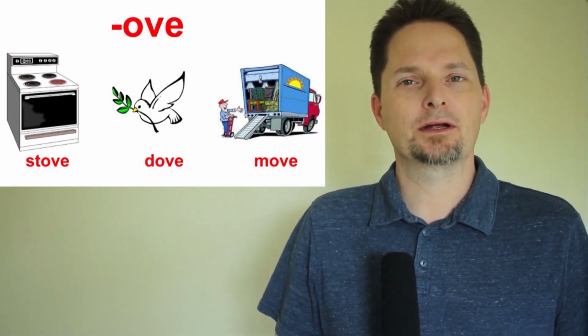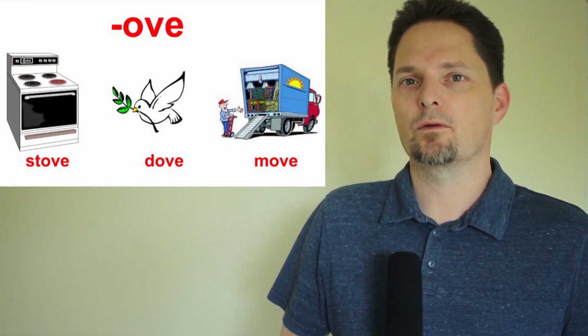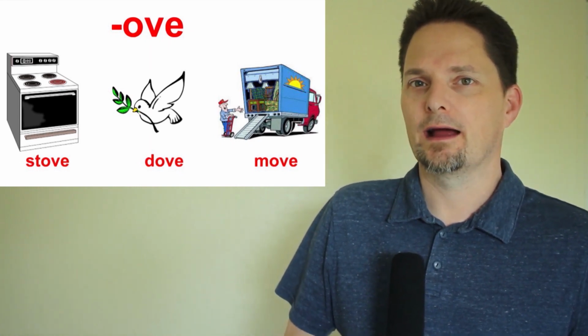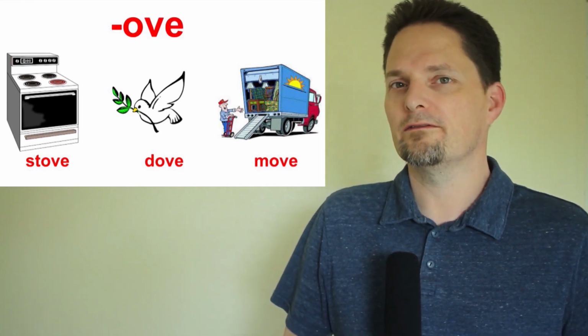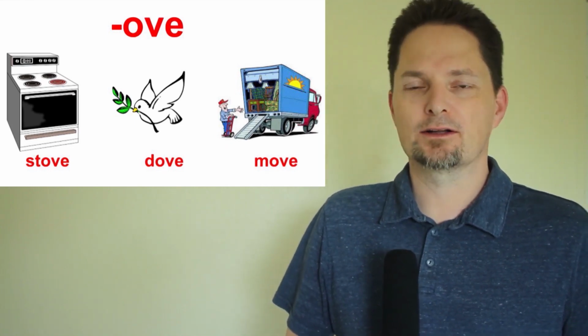Today we're looking at special words that are spelled with OVE. You can have 3 pronunciations with OVE. Let's look at our first word. Our first word is stove, making the long O sound. Stove. I have an old stove. Do you have a new stove or an old stove?